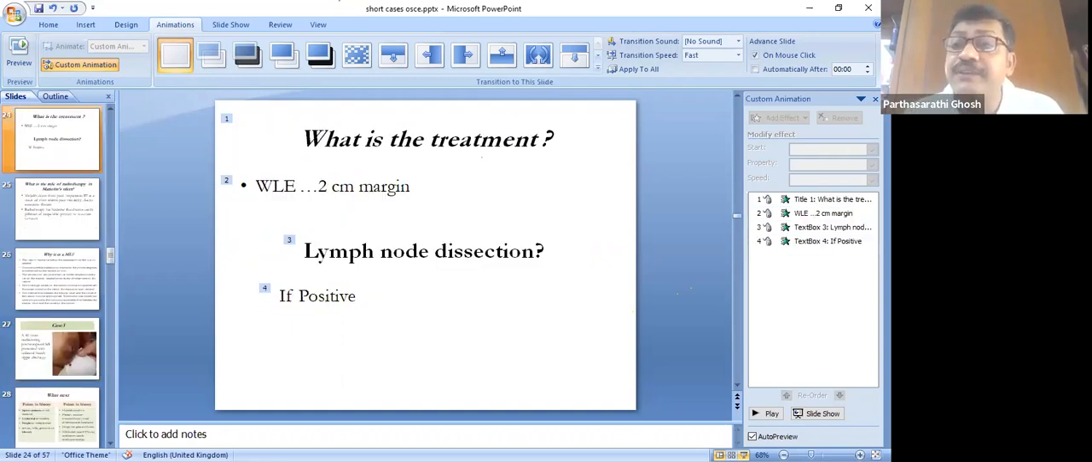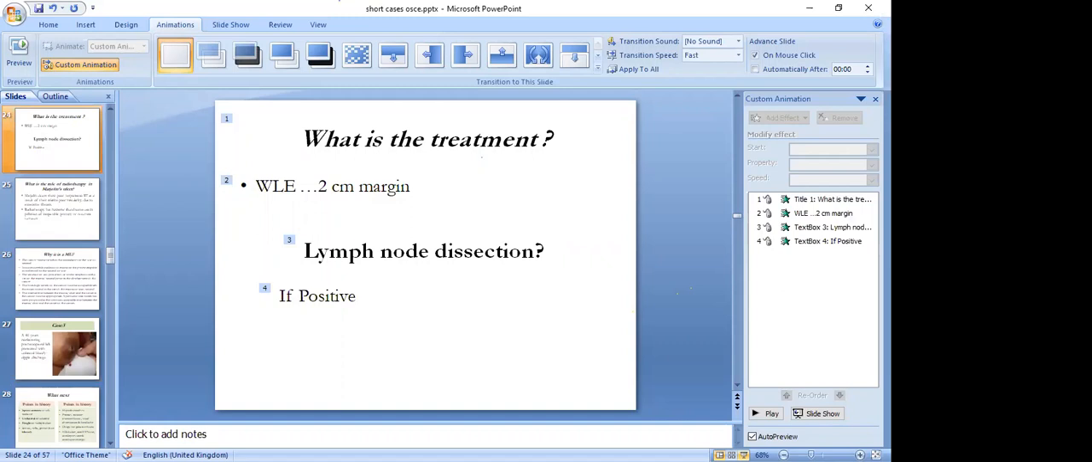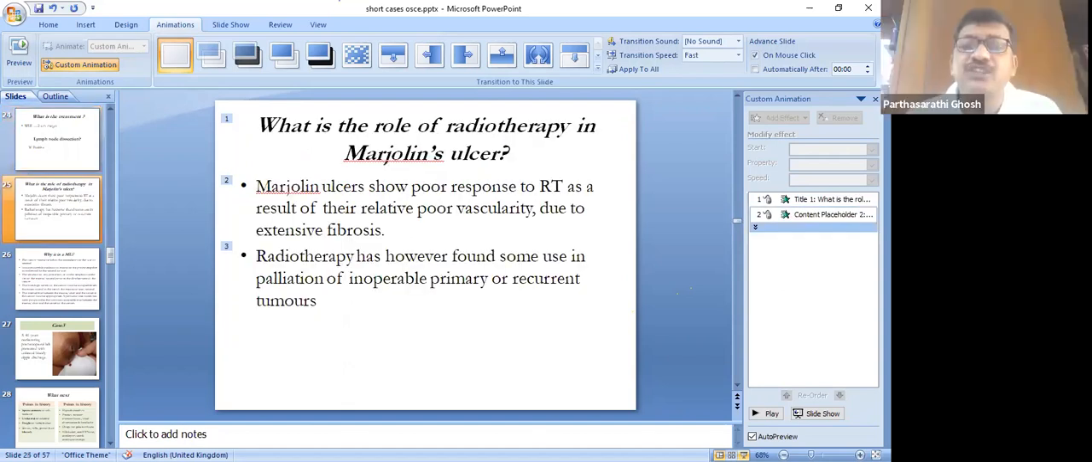Any role of radiotherapy? Sir, radiotherapy to the local site can be a treatment in initial cases when the patient is unfit for OT. Yes, actually, as it is poor in vascularity, radiotherapy doesn't work well. So, in case of irresectable malignancies like this, if you cannot resect it properly, only then you can go for radiotherapy. Otherwise, if you went for lymph node dissection and there is residual disease, there is a role of radiotherapy. Otherwise, there is no role of radiotherapy.